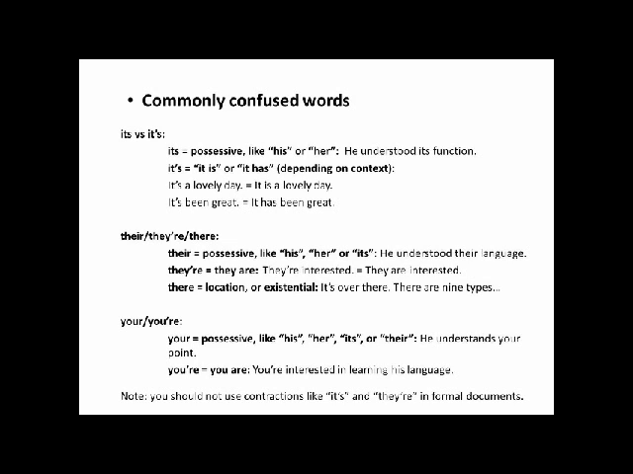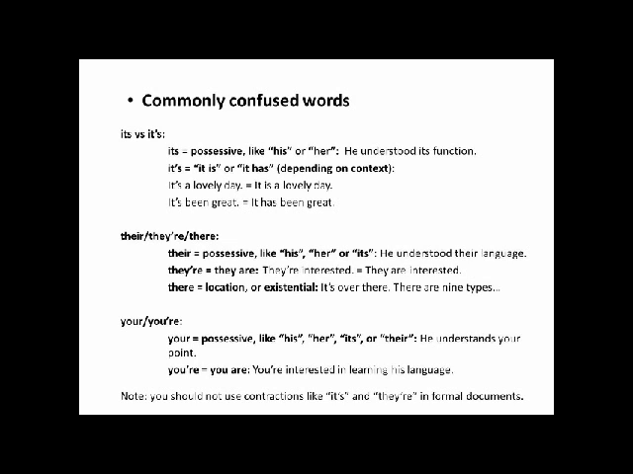So "its" without an apostrophe is a possessive, like his or her, so this is a very common error. He understood its function. You don't need an apostrophe. Its function is this. "It's" with an apostrophe is "it is" or "it has," depending on context. It's a lovely day, it is a lovely day; it's been great means it has been great.